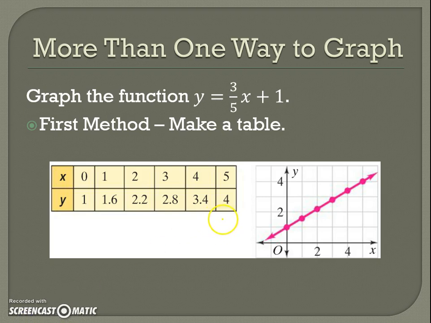All right, there's more than one way to graph. So this first method is by making a table. When you make a table, you just start with x values, you pick these x values, and you substitute them in. So it says graph the function 3/5 x plus 1. So I do 0 times 3/5 plus 1 is 1. 1 times 3/5 plus 1 is 1 3/5, or 1.6. 2 times 3/5 is 6/5, plus 1 is 2 and 1/5, or 2.2.